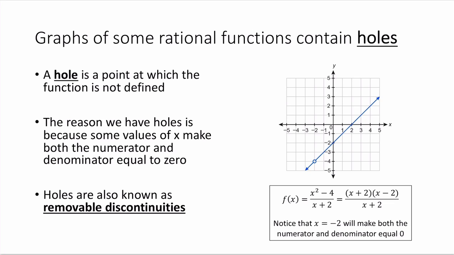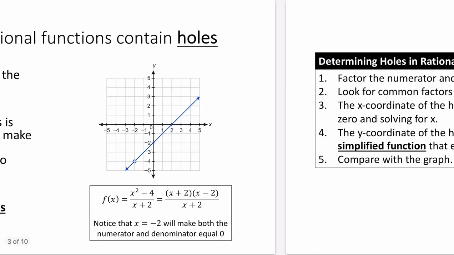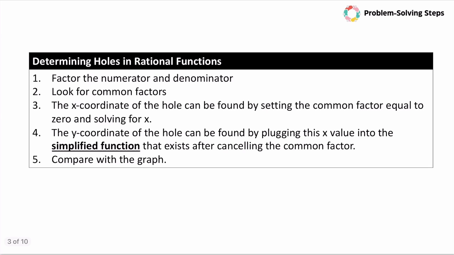A quick way to see holes is that if you see a common factor in the numerator and denominator, that's going to tell you the location of the hole. So what we're going to do in order to determine these is first factor the numerator and denominator. Then you look for the common factors, and the x-coordinate of the hole can be found by setting the common factor equal to 0 and solving for x. Then we take that x value and plug it back into the simplified function that we have after canceling the common factor, and that will tell us the y-coordinate of the hole.